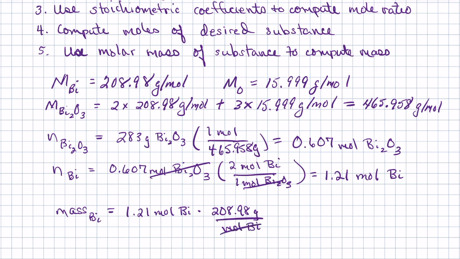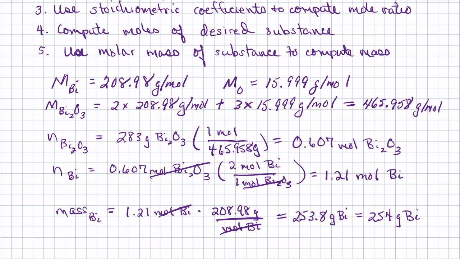And again, using dimensional analysis, that cancels out. So we just multiply that through, and we get 253.8 grams of bismuth, which, if we're using sig figs, we're going to have 3 sig figs, so that's 254 grams of bismuth. So that's the mass of bismuth that we've got. Now, what if we want to figure out the carbon monoxide?